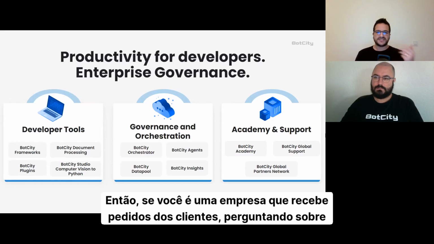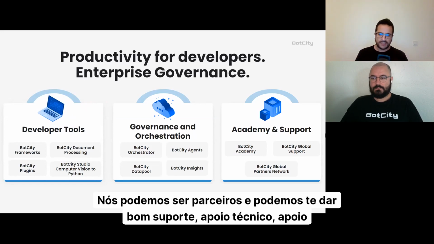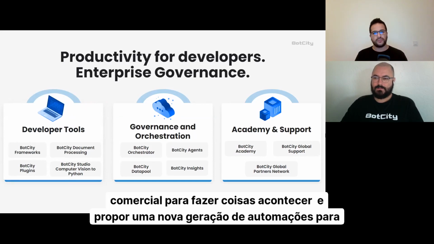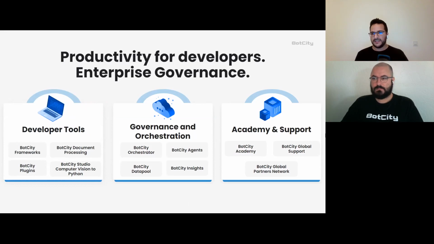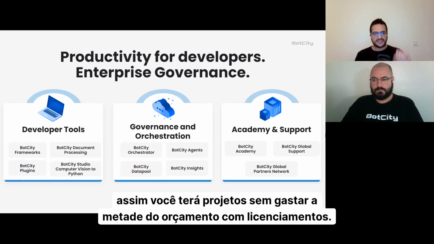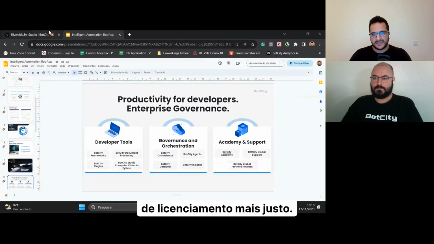So if you are a company that gets inquiries from customers asking, hey, how about Python? Please reach out to us. We can be partners and we can give you good support, technical support, commercial support to make things happen on Python and provide a new generation of automations for our customers as well and make them avoid lock-in. And finally, you have projects where you don't spend half of the budget on licensing. You spend the budget on services, with a better and more fair licensing model.